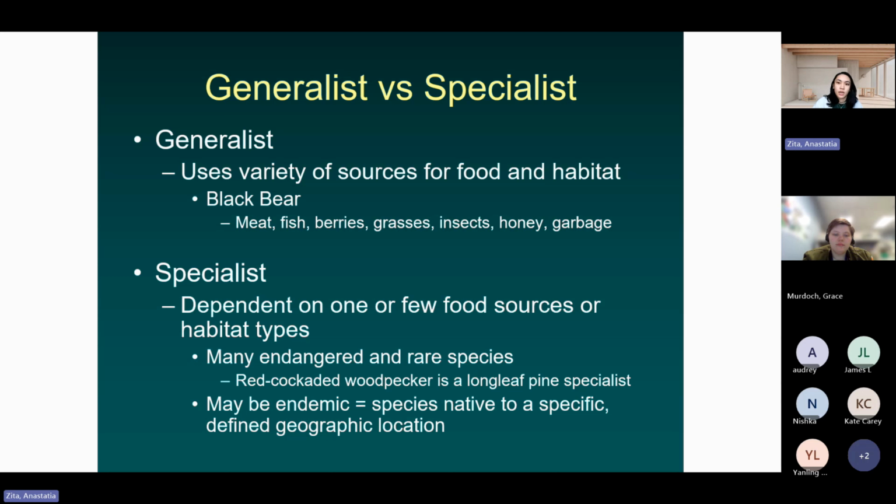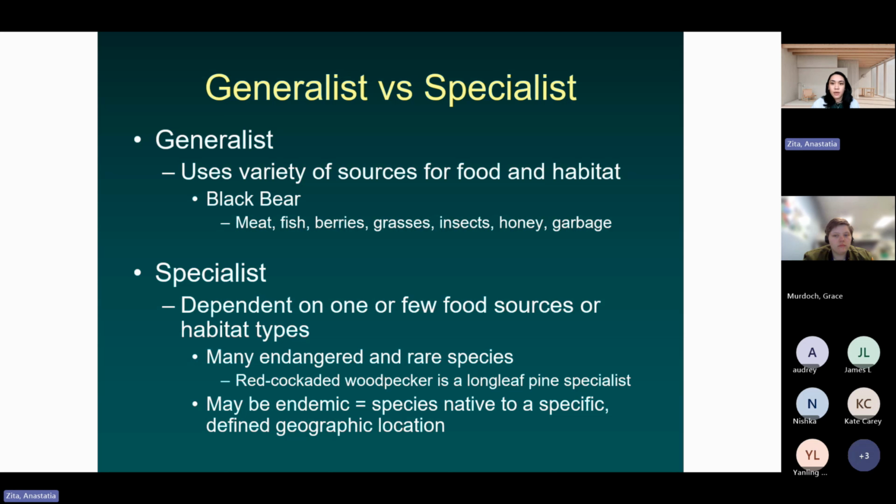In contrast, a specialist species is one that's dependent on one or a few specific food sources or habitat types. Many endangered and rare species are specialists, which means they're more vulnerable to habitat destruction, loss of their food sources, or other disturbances. An example of a specialist species is the red-cockaded woodpecker, which is a longleaf pine specialist. This woodpecker relies on mature longleaf pine forests for its habitat and nesting sites, so that would make it vulnerable to habitat loss.